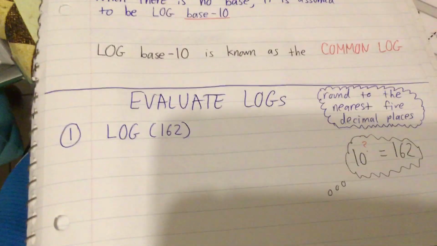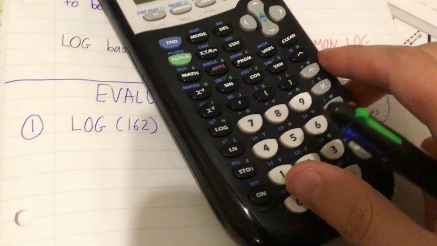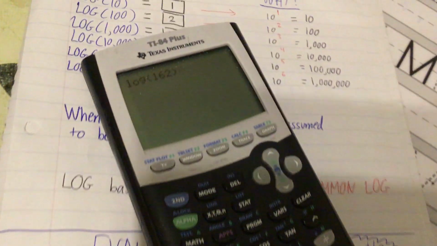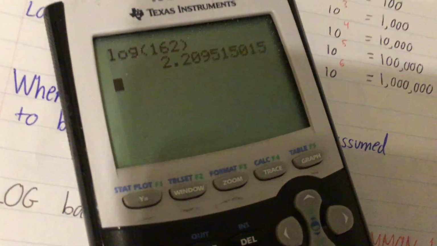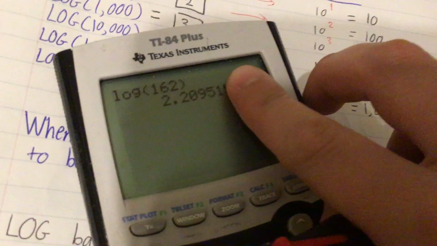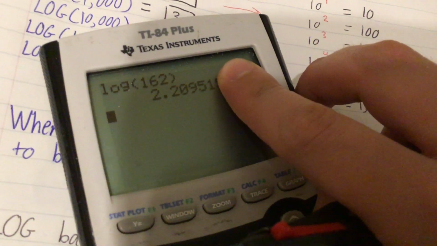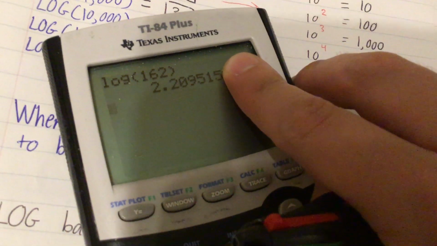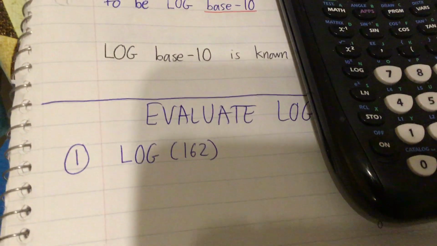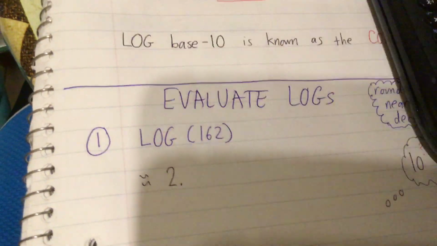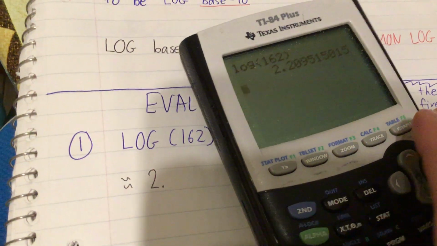Okay, so if I plug in log of 162 in the calculator, log 162, I'm going to get 2.209515. If I want 5 decimal places, 2.20951. Since that's a 5, I'm going to round that to 2.20952. So log of 162 is approximately 2.20952.